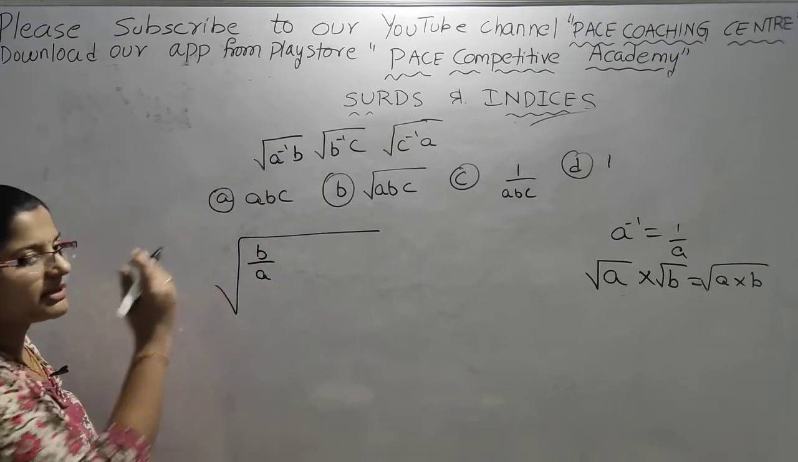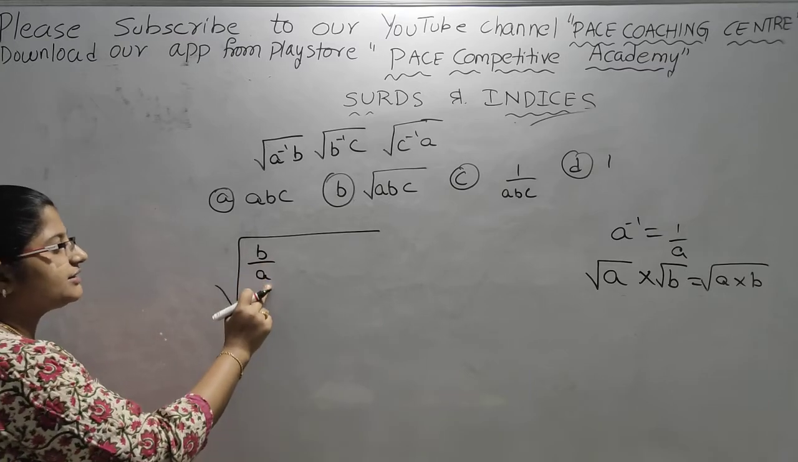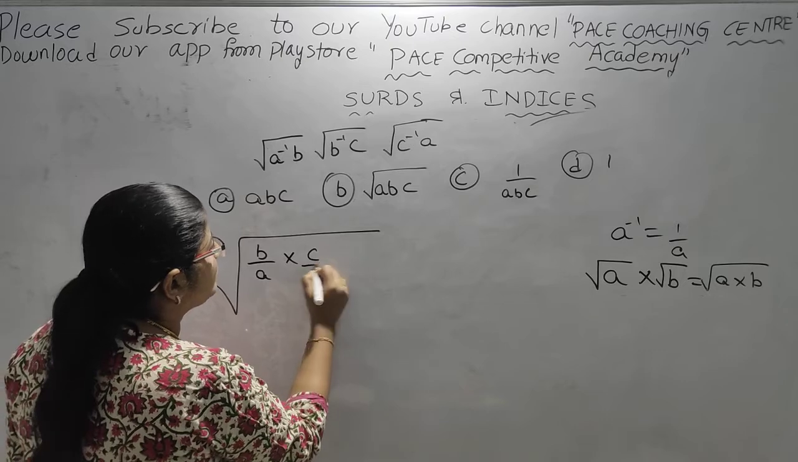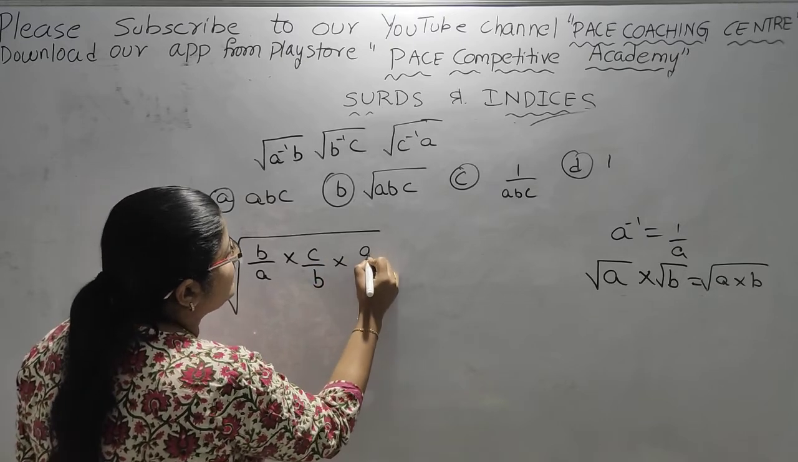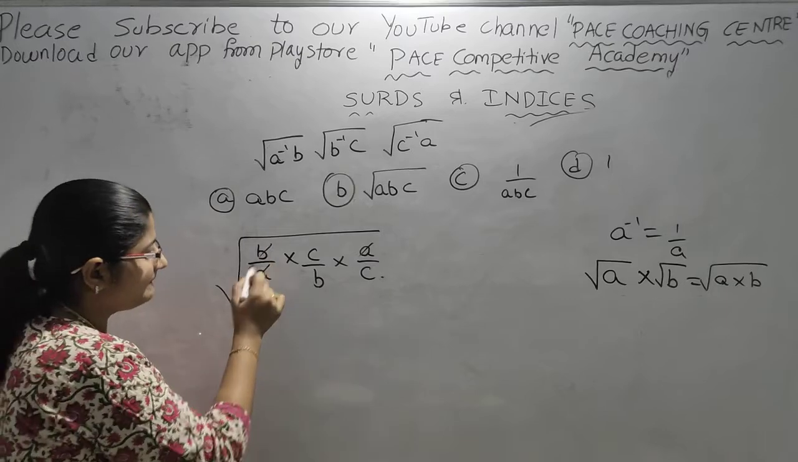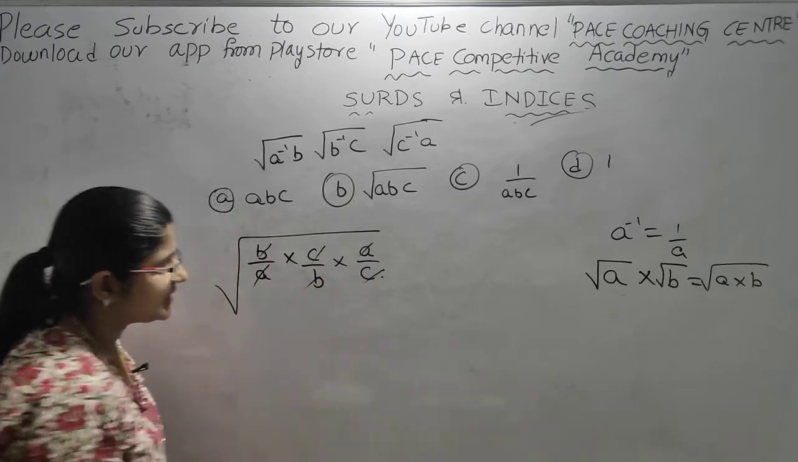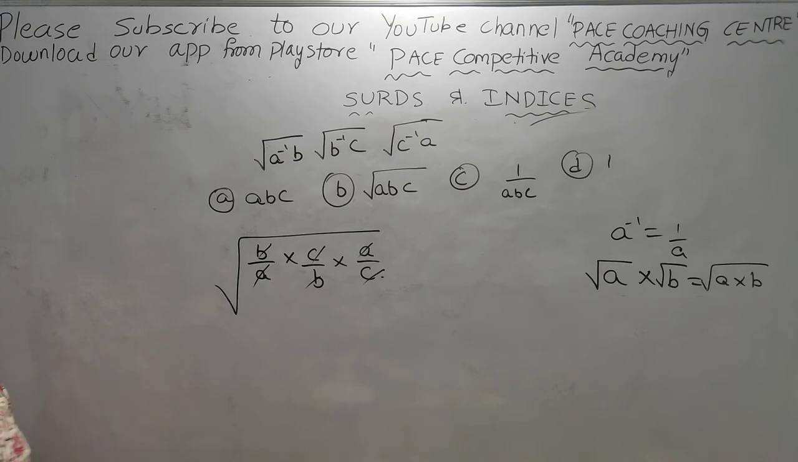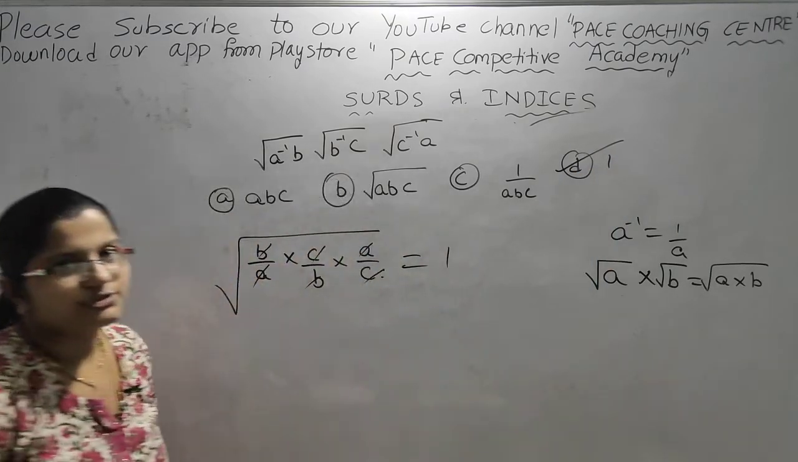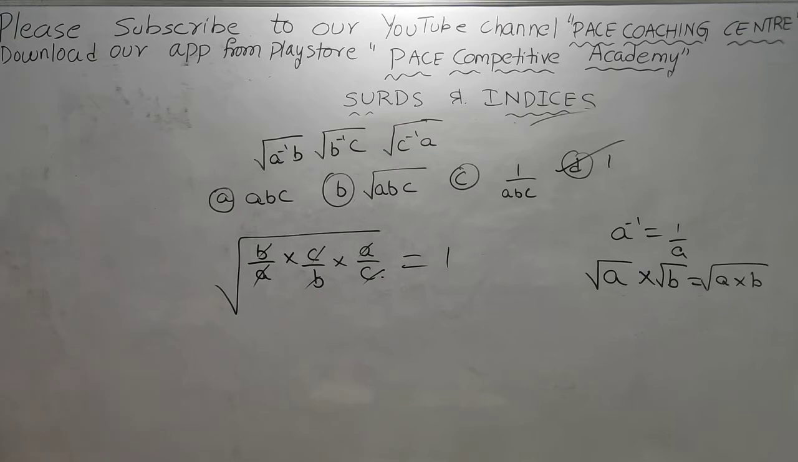A inverse can be written as 1 by A. 1 by A into B is 1B by A. Similarly here C by B. Here A by C. A gets cancelled, B gets cancelled, C gets cancelled. So root 1 is nothing but 1. So option D is the right option. Okay.